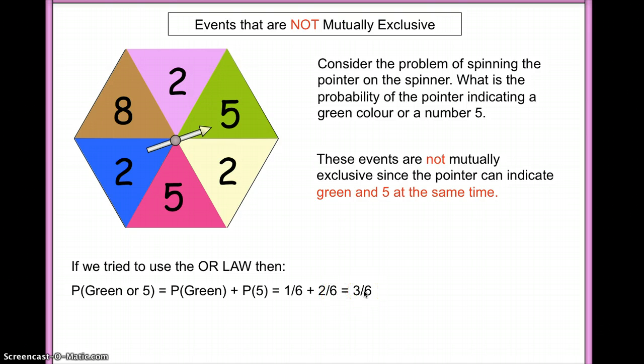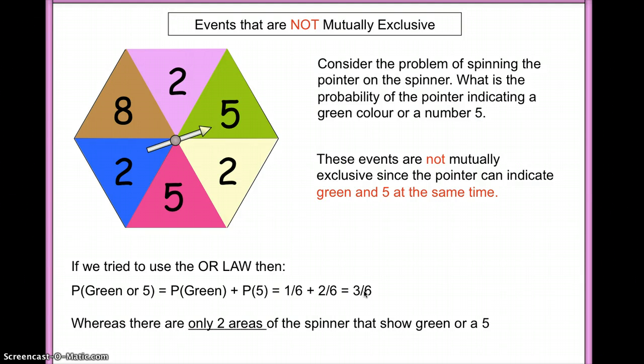But that is not the case. It's wrong. For not mutually exclusive, you don't do that. The probability is actually just 2 out of 6, because this should be counted as 1, being green and 5. So you have 1, and then this one, 2, so it should be 2 out of 6. Okay, I hope it's clear.